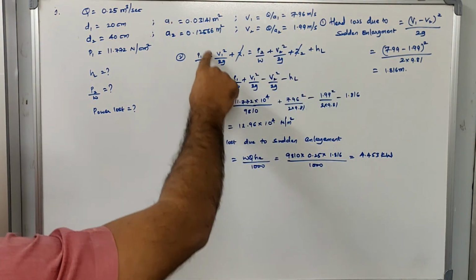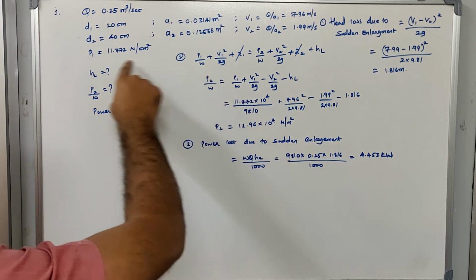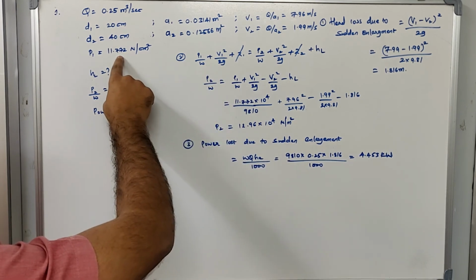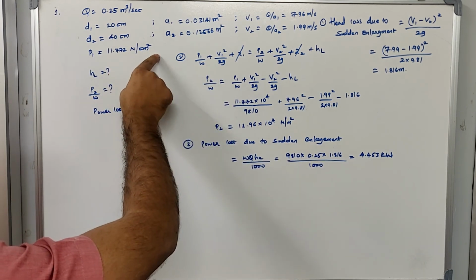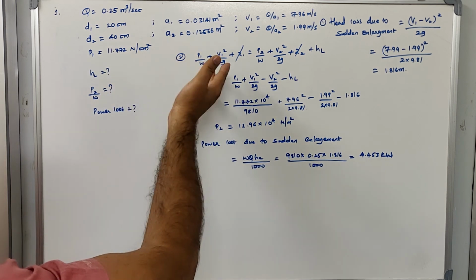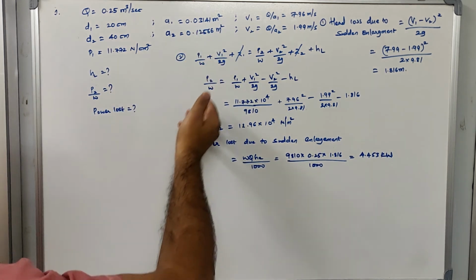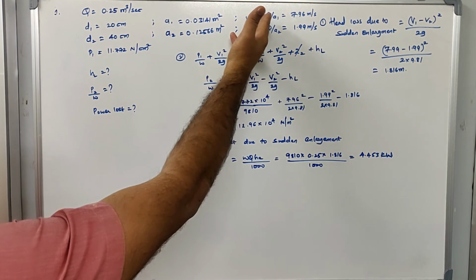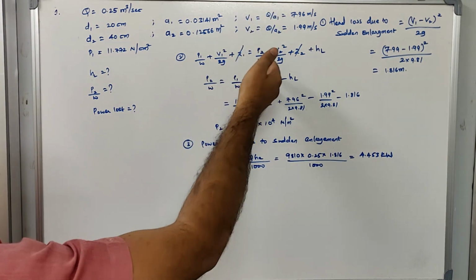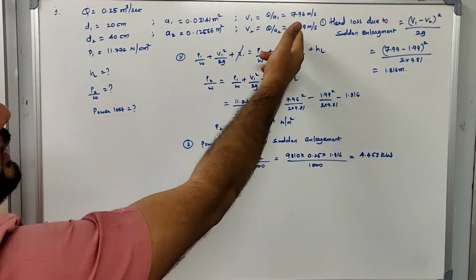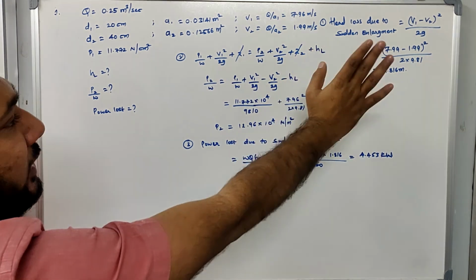We already know P1 by W, right? P1 is given to you. We have to convert it into Newton per meter square and divide by 9810, which will give you P1 by W. Then V1 square by 2G and V2 square by 2G, which we have determined, and HL is also determined.